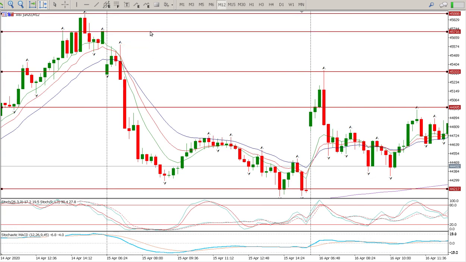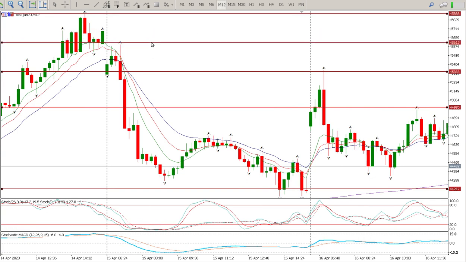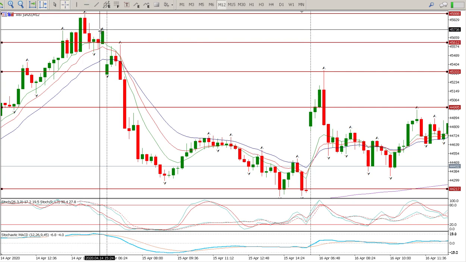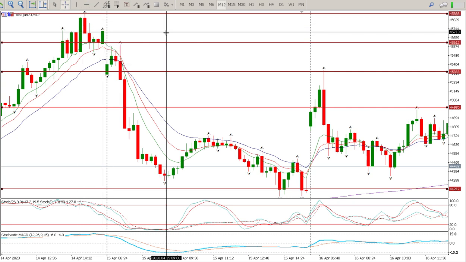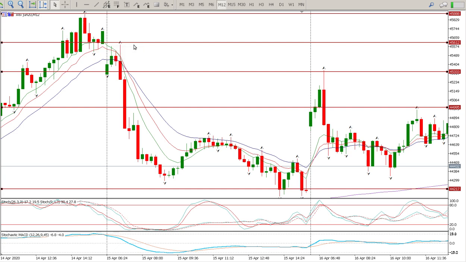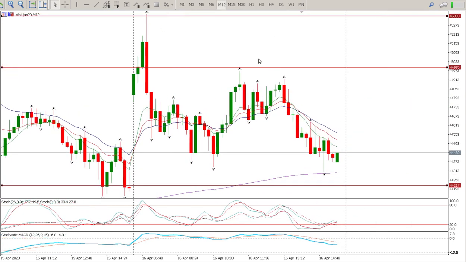No, sorry, it's not sitting there. Hang on a sec, guys. Just let me see if this is nonsense data here. Yeah, that's nonsense data. So the gap is sitting here at 45,612, and then the high of this range is 45,888.